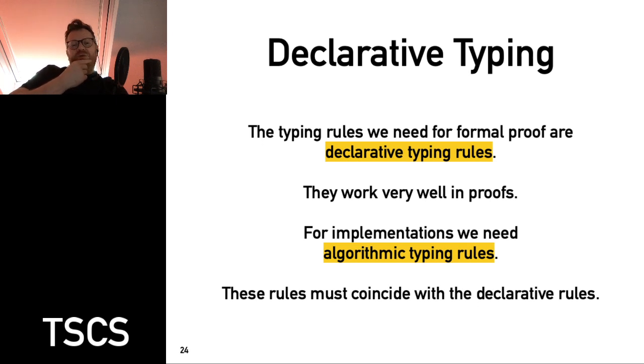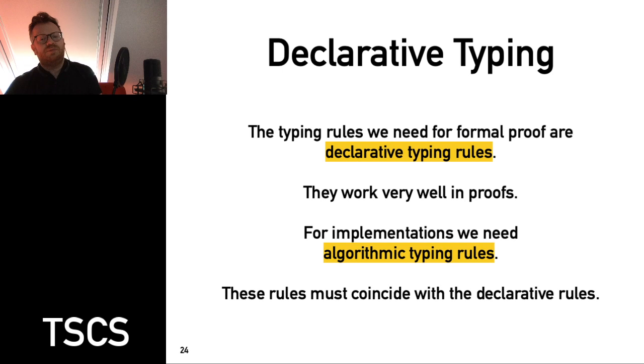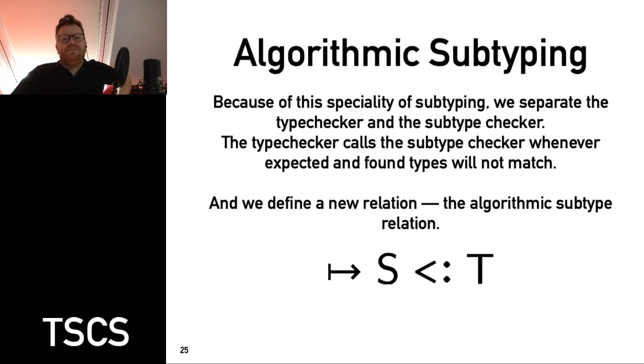And if we would have something like an algorithmic typing rule that we can implement, where this decisiveness is, they must be saying the same, must be equivalent in a way, so that our typing proofs are actually still valid also for the implementation case. And this introduces algorithmic subtyping.